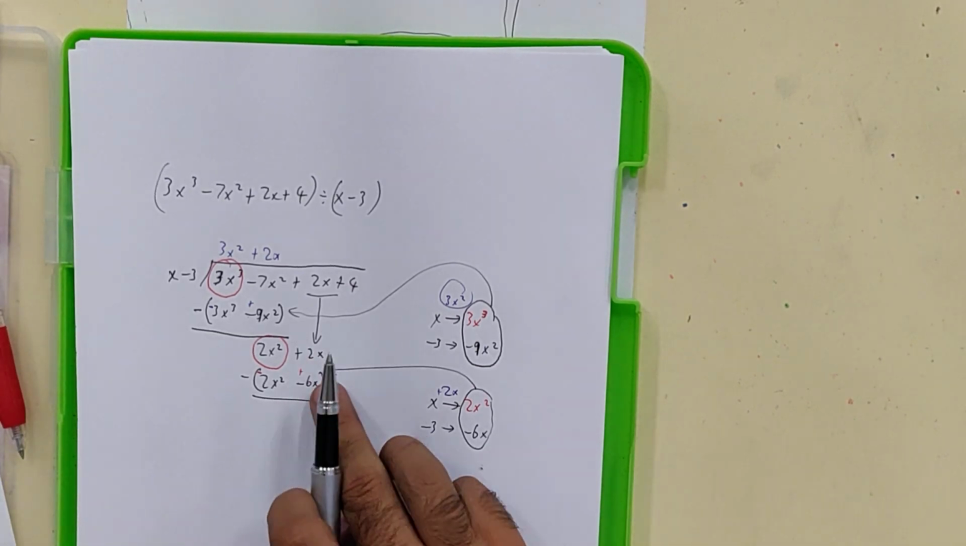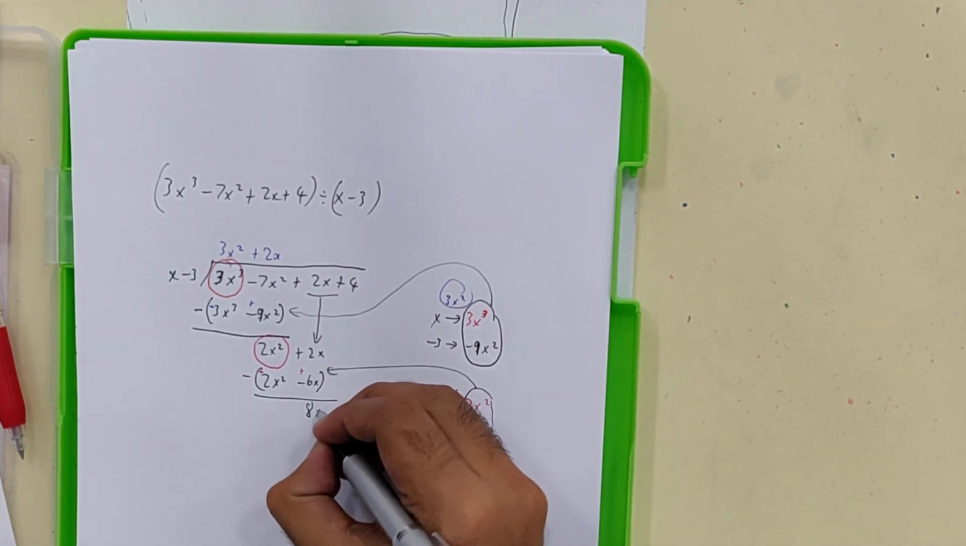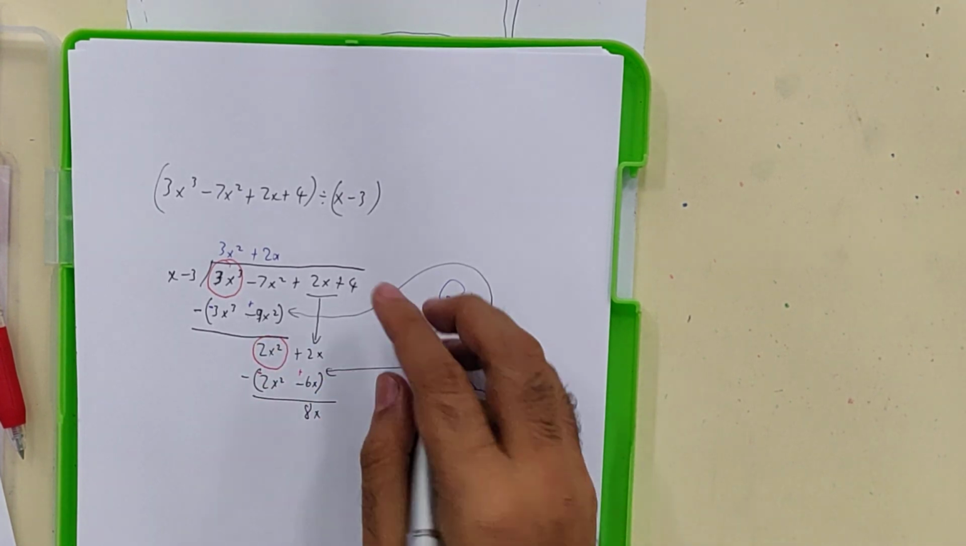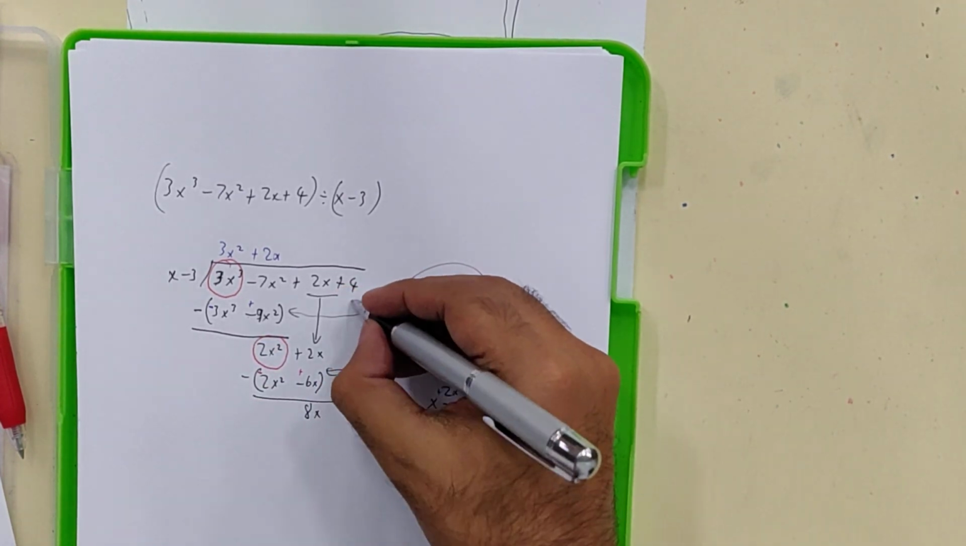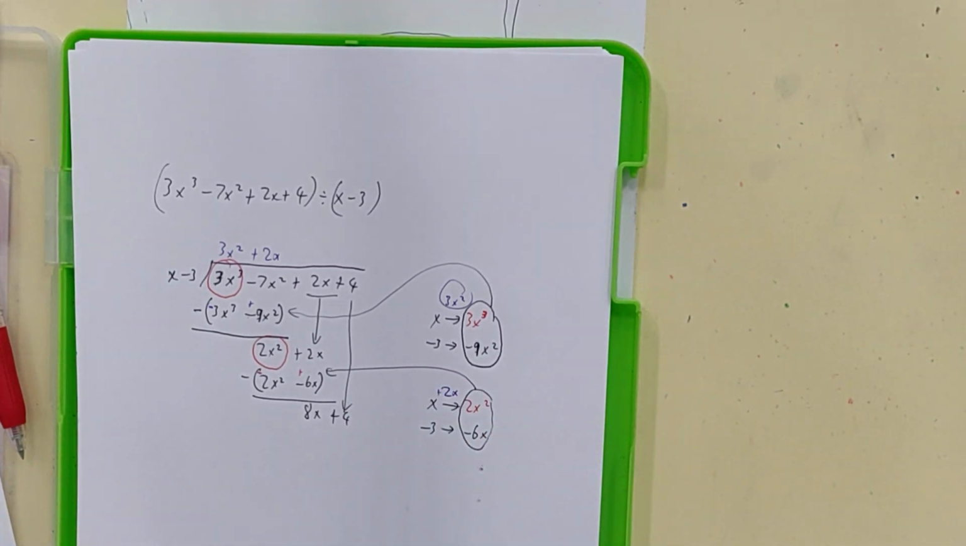So 2x squared, 2x plus 6x, 8x. This one here, 0. And then the 4 comes down, plus 4. Are you okay? So what's the next step? Can you tell me?